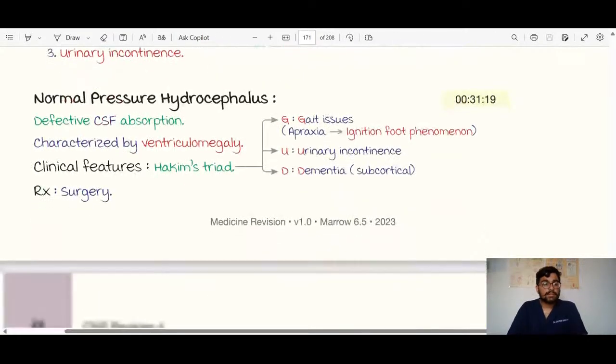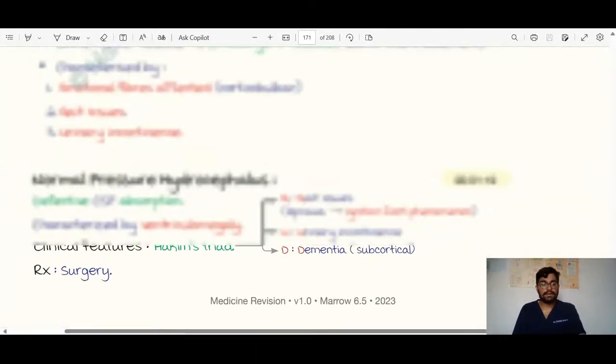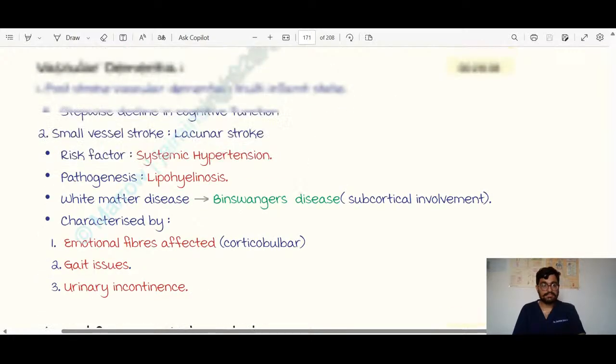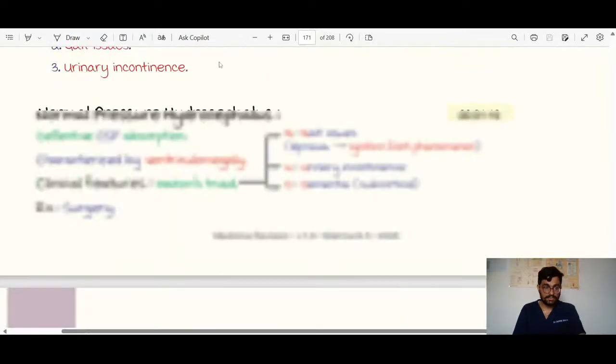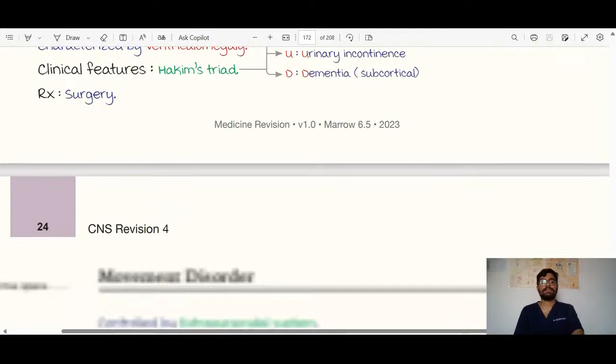So what is normal pressure hydrocephalus? Here we discuss dementia only, but this is one topic after it. Defective CSF absorption, characterized by ventriculomegaly. Clinical features are Hakim's triad, which is a good trick to remember: gait issue, apraxia, urinary incontinence, and dementia, subcortical, and the treatment is surgical.